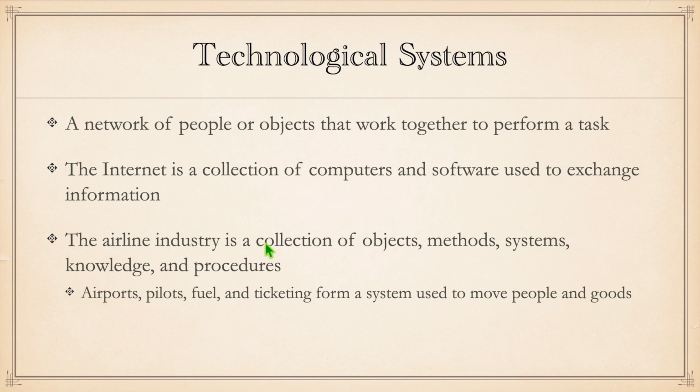The airline industry is another example. This is a collection of objects, methods, systems, knowledge, and procedures that make the airline industry work. Things like airports, having the infrastructure, the pilots to fly the planes, the fuel for the planes, making the fuel, the mechanics that fix and refuel the planes, the ticketing system, etc. All of these form a system used to move people and goods around the world.